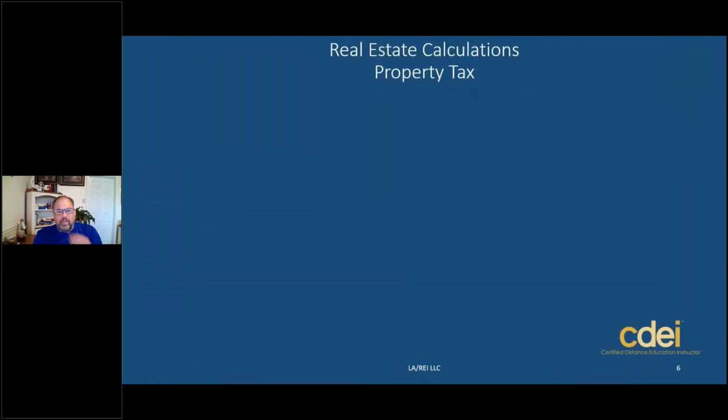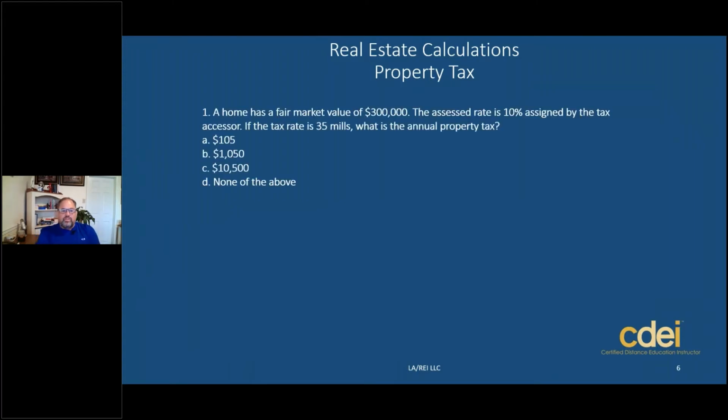All right, so we're going to talk about property tax in this real estate calculation. Now, here's the question I put up. A home has a fair market value of $300,000. The assessed rate is 10%, assigned by the tax assessor. If the tax rate is 35 mills, what is the annual property tax?